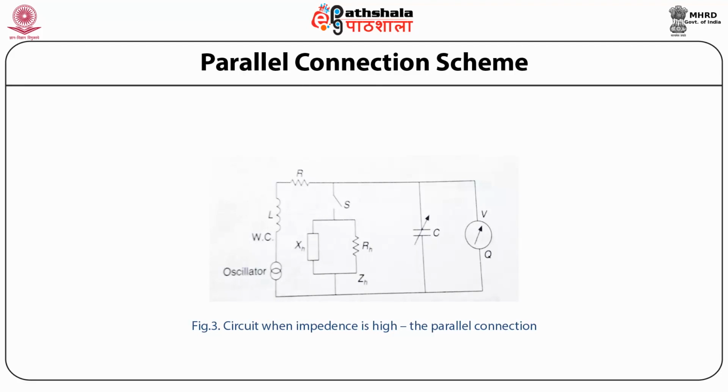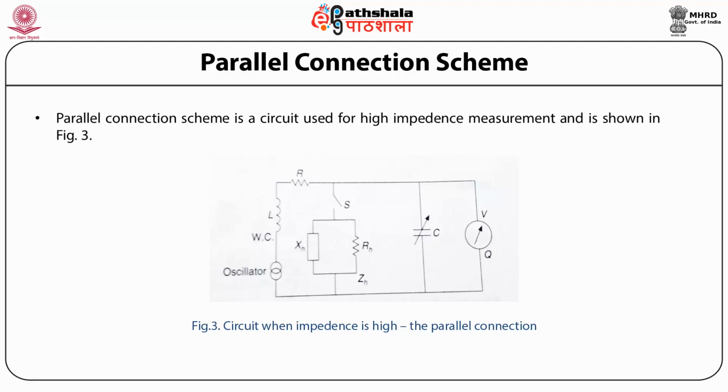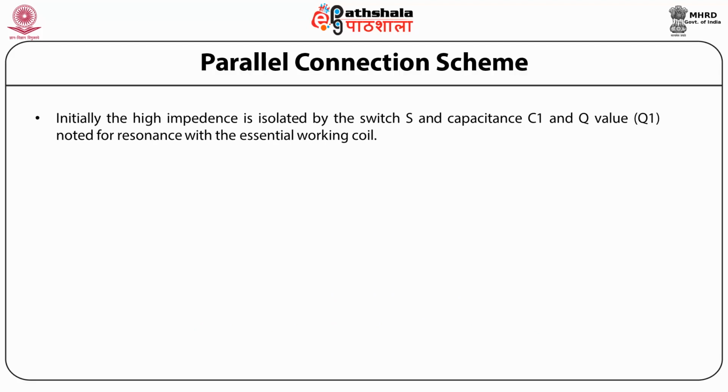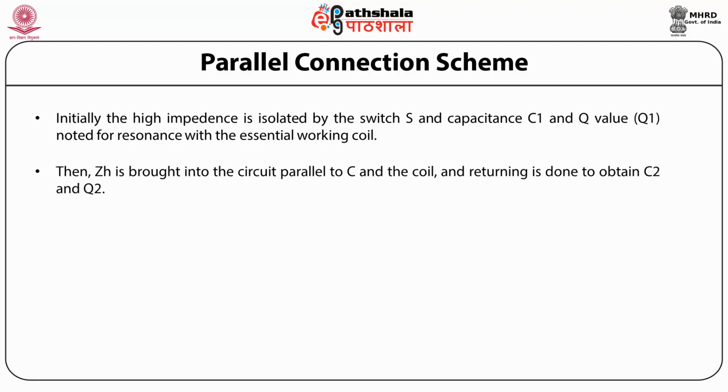Students, now let us study the parallel connection scheme for the Q measurement. Parallel connection scheme is a circuit used for high impedance measurement and is shown in the figure. Initially, the high impedance is isolated by the switch S and capacitance C1 and Q value, that is Q1, noted for resonance with the essential working coil. Then ZH is brought into the circuit parallel to C and the coil, and retuning is done to obtain C2 and Q2.